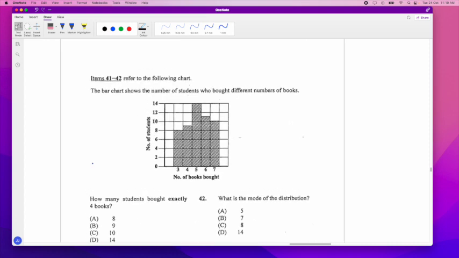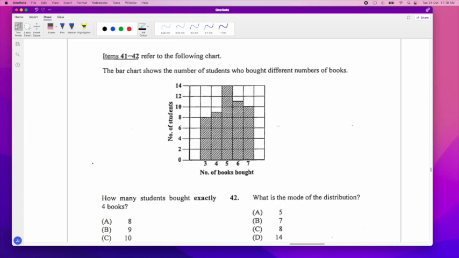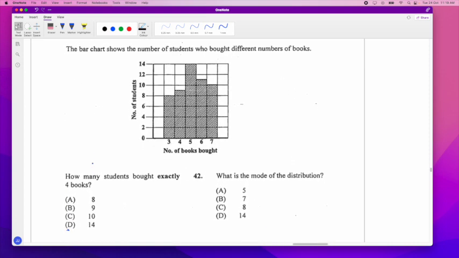So we have a question here. The bar chart shows the number of students who bought different numbers of books. So these are the number of books here. We have 3 books. How many students bought 3 books? 8 students bought 3 books, right? So how many students bought exactly 4 books? Well, we could see here is between 8 and 10, so it had to be 9.